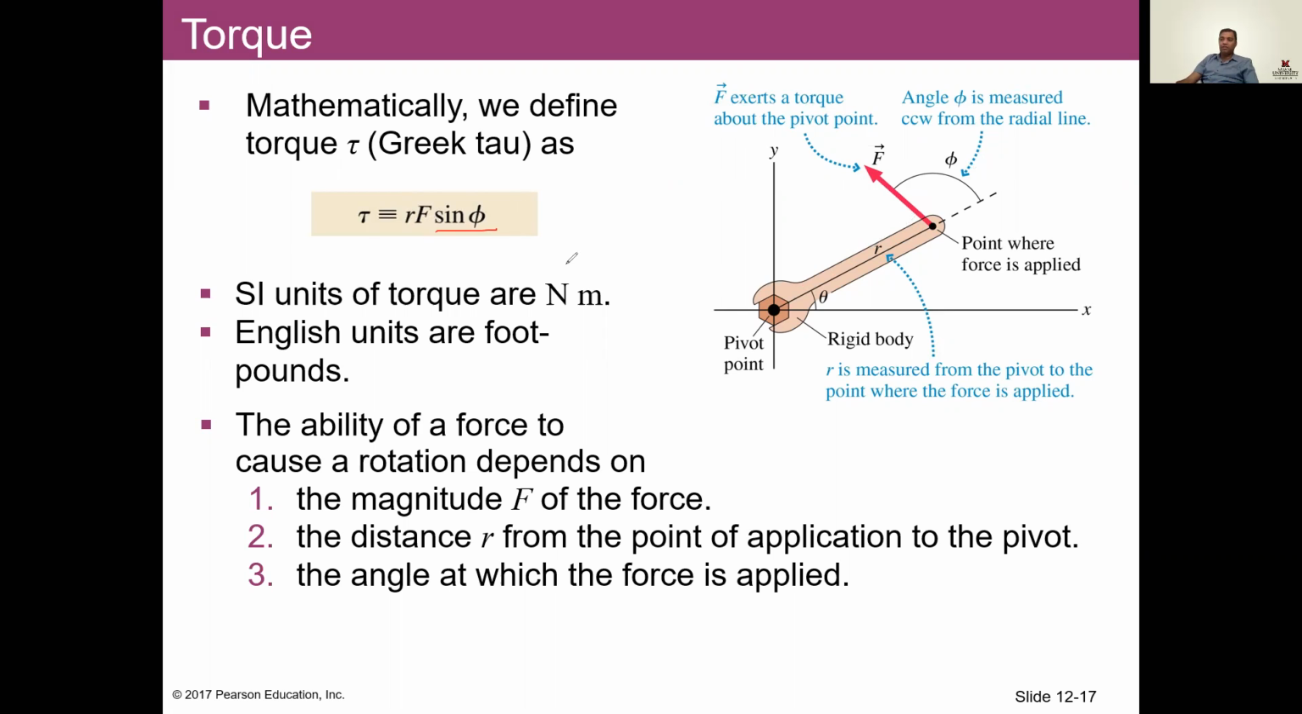It's generally F sine phi, the y component of the force, so to say, if this is your y, okay. However, if this is your y-axis, then it's different. Anyway. So the three things: the magnitude of the force, the distance from the point of application to the pivot, and the angle at which the force is applied. These are the three things you will always have to remember.